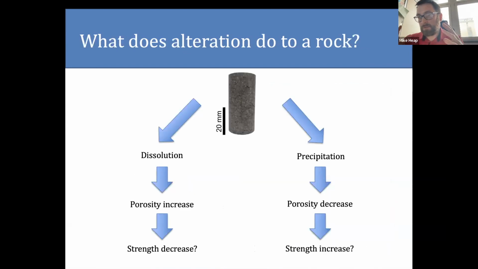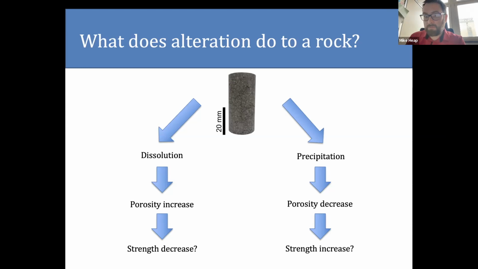So here we're going to look at two modeling studies which focus on different aspects of how alteration can influence a volcanic edifice stability. So what does alteration do to a rock? Very broadly, you can think of it in two end members. Alteration can dissolve rock, which will increase the porosity. And what we know about porosity and rock strength suggests that it would decrease the rock strength, and you can see how that would negatively impact the stability of a volcano.